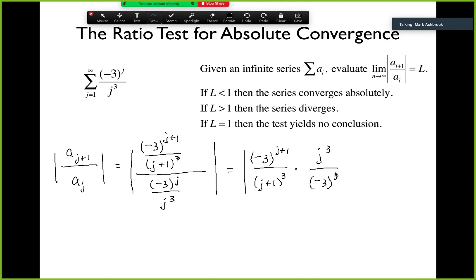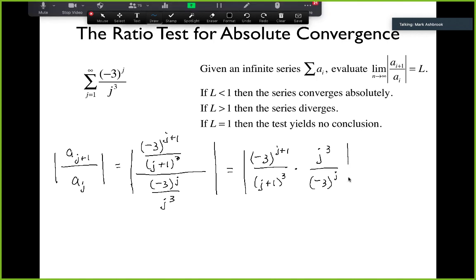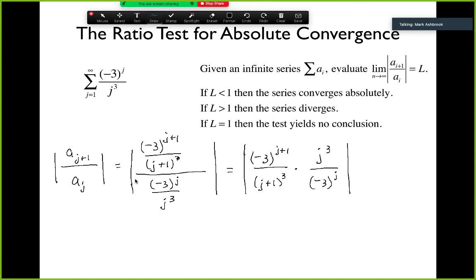And so when you use the ratio test, you can start here. You don't have to do this step if you don't want. You can just do a_{j+1} times the reciprocal of a_j, just to save writing. So if you want to start with this step, that's perfectly fine. But know that it comes from the ratio.